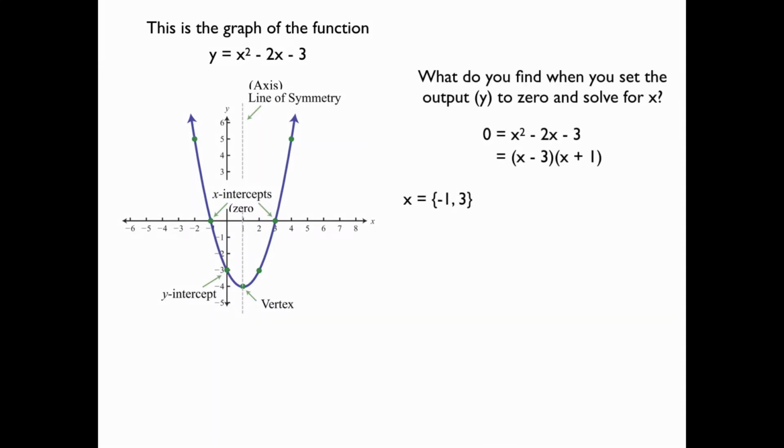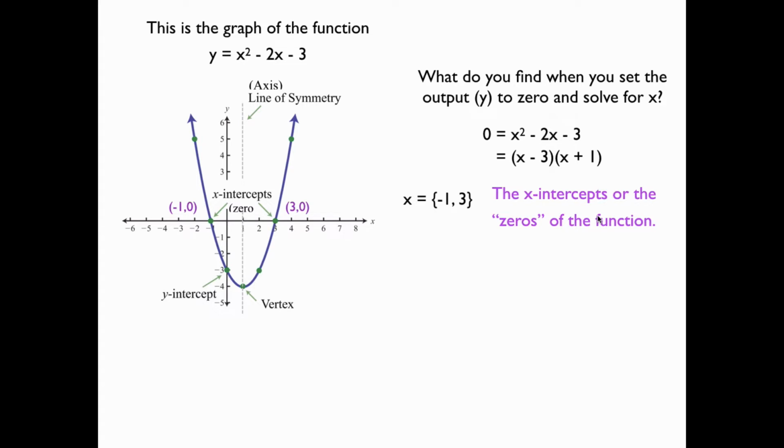So my first question is, which one of these points are we finding when you set the output y to 0 and solve for x for any quadratic function? If you said the zeros, you would be correct. The x-intercepts or the zeros of the function.